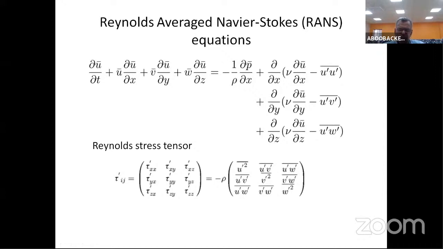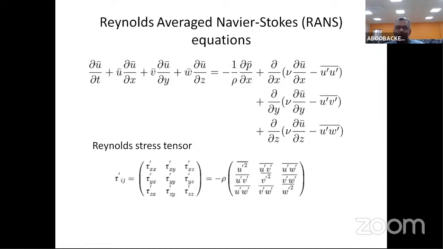But this turbulent viscosity is not a property of the fluid. It is a property of the flow. The higher the Reynolds number, the higher the fluctuation and the higher the resistance. So it is not a property of the fluid; it is a property of the flow. And this is called the Reynolds stress tensor, similar to the stress tensor due to viscosity, or fluid property. Similarly, there are two more equations in the y and z directions. And these are usually known as the Reynolds averaged Navier-Stokes equations.